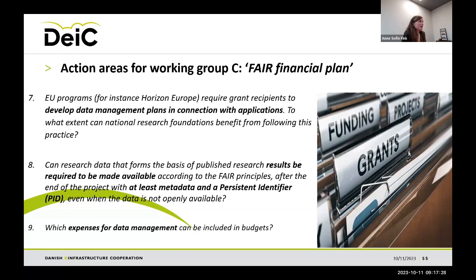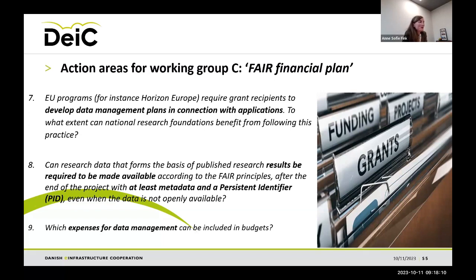bridge to FAIR implementation. Can research data that forms the basis for published research results be required to be made available according to the FAIR principles after the end of the project, with at least metadata and a persistent identifier? And again, even when the data is not openly available. Sensitive data is an issue here, but also just to make some kind of a minimal viable amount of metadata available, in order to say we have a FAIR implementation.